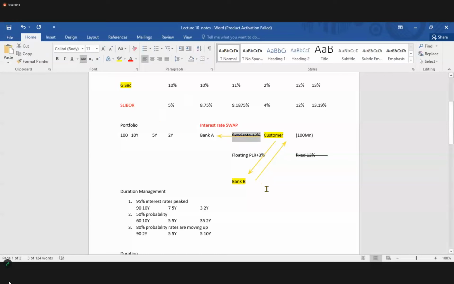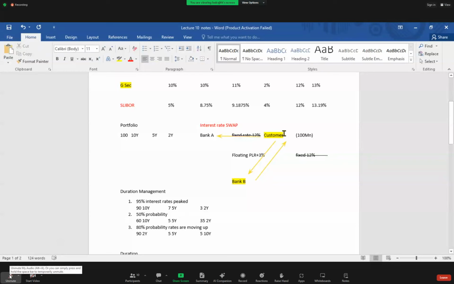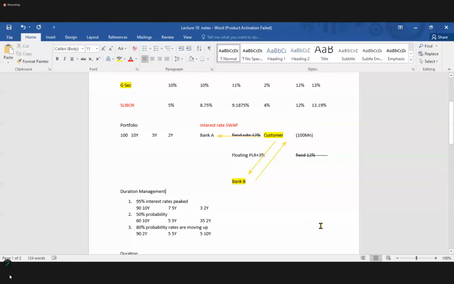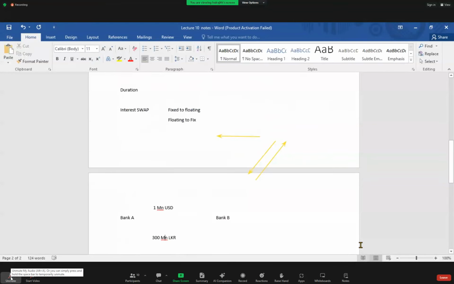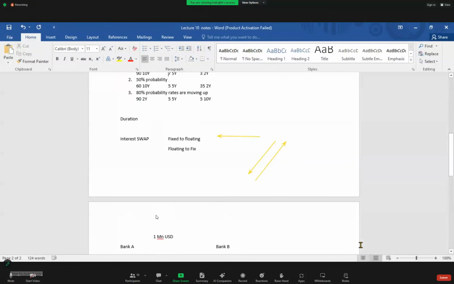Then the customer effectively pays floating to bank B. That's the net effect. So his initial fixed rate loan has now become a floating rate loan after the interest rate swap. Understood? Any questions?